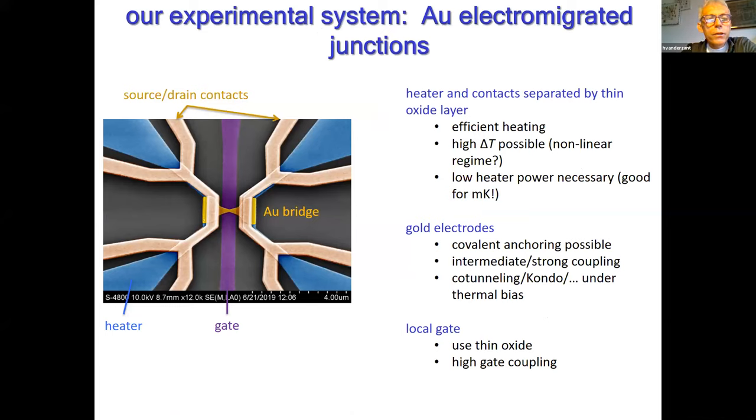So once again, the layout and, in summary, the improvements. The fact that the heater and contacts are separated only by a thin oxide layer means that you have very efficient heating, so you can also have a very large delta T. So you can most likely very easily go into the nonlinear regime. And if you want to go really to low temperatures, so in a dilution fridge, but we have not done that yet, this sample layout would be optimal for that, because you can use very low heating powers. I've already talked about the gold electrodes. It gives you a little bit more freedom in choosing molecules and going to the intermediate to strong coupling limit. And you can also see the gate. It's really underneath the molecule in this case. So this gives you a relatively high gate coupling.